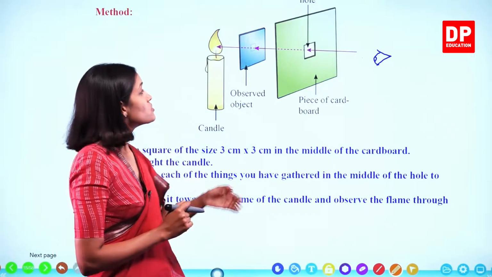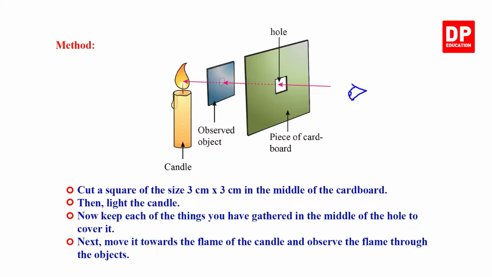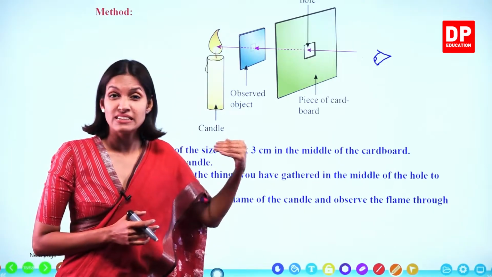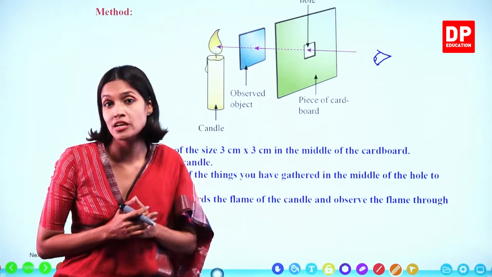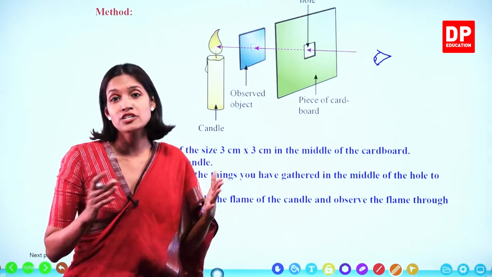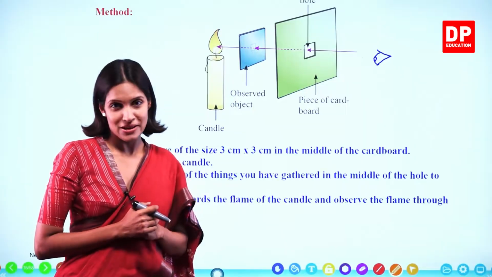Okay, children? When you do this activity, you will realize you can't see the candle flame in the same way through all the materials. You can see the candle in different ways. Sometimes through some materials, you won't be able to see the candle at all. Understand? Now we will do this activity in the lab.